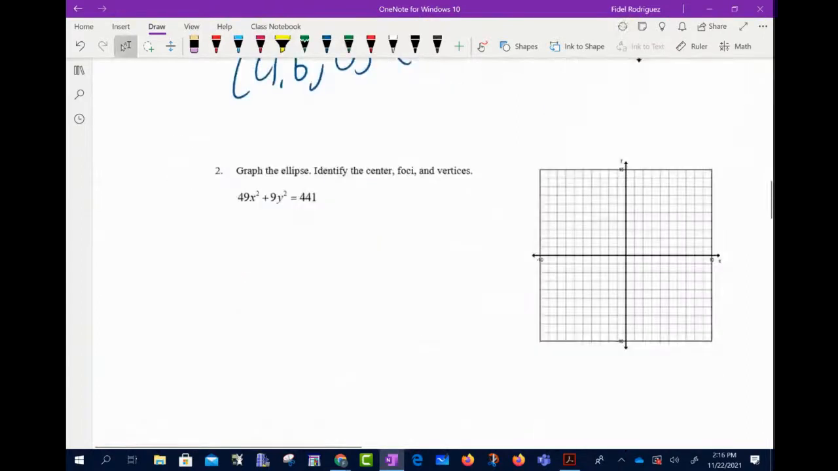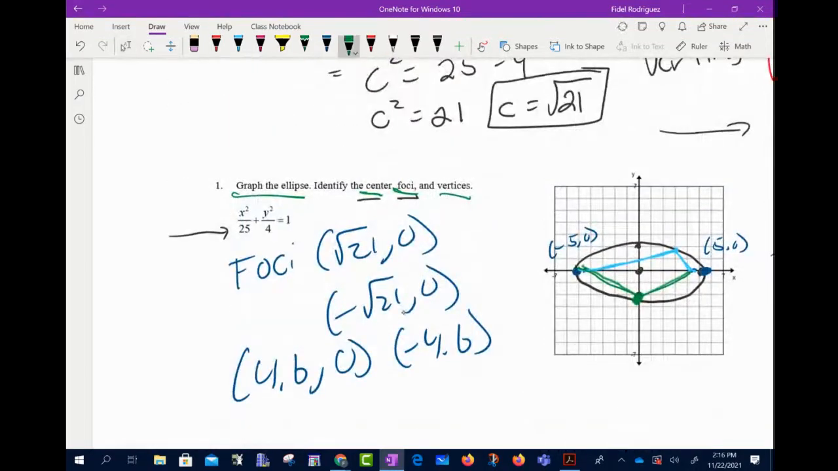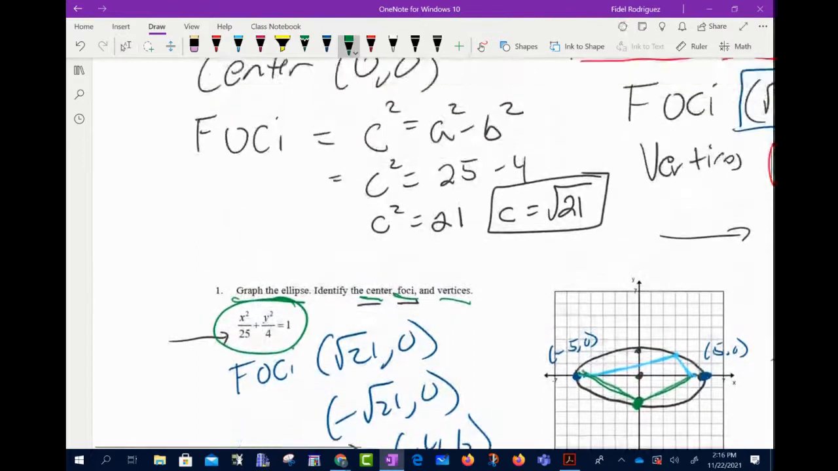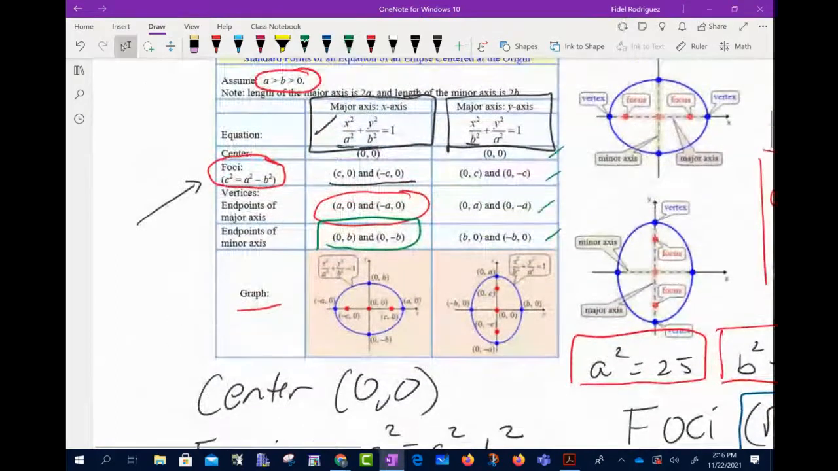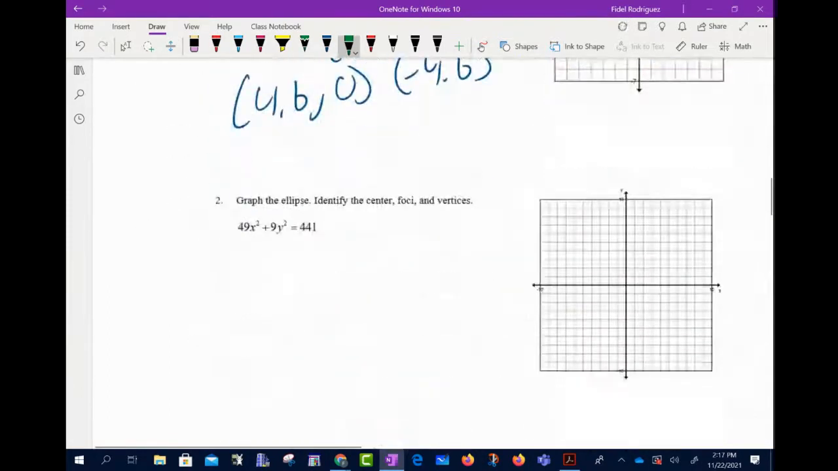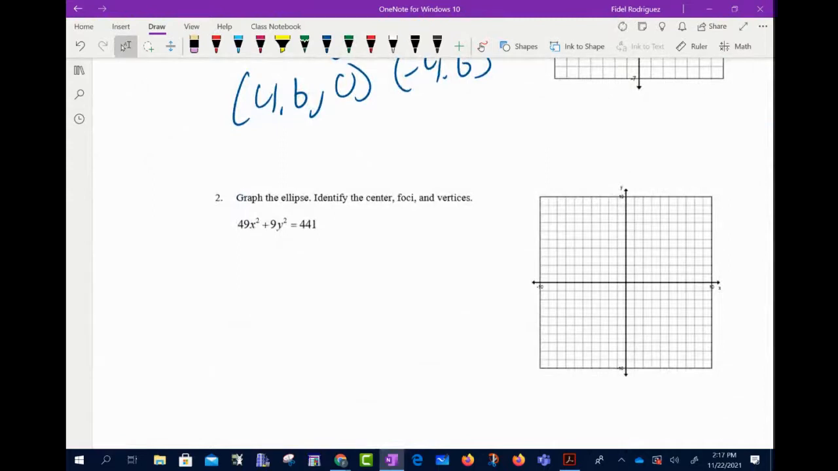All right. So now let's take a look at the second problem. We're going to graph the ellipse. We want to find the center, the foci, and the vertices. What I want you to notice about this problem compared to the one we had before is that this equation looks real similar to that one. We have x squared over a number plus y squared over a number is equal to 1. That's the form we're trying to get to, and we don't have that just yet.